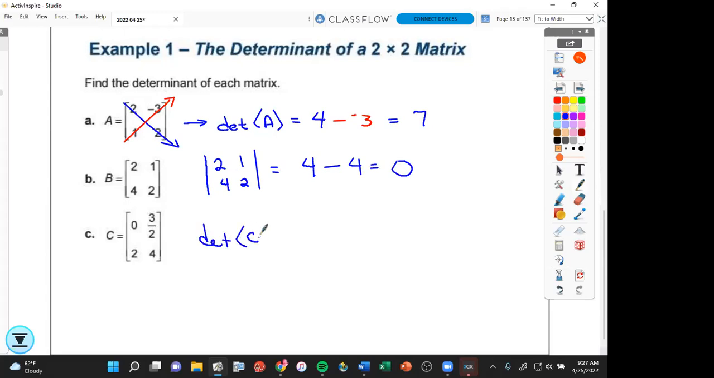What is the determinant of matrix C? 0 times 4 minus 2 times, I'm just writing it out different every time. Down product is 0 minus the up product, 3. The determinant is -3. How hard is that? Pretty simple. Okay, so 2 by 2s are real simple.